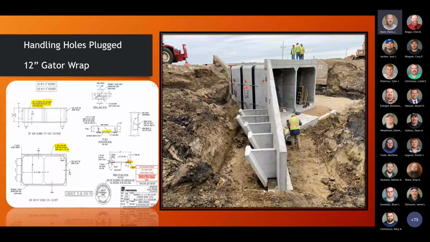After the sections were set, they would place gator wrap according to plan along the sides and across the top to help seal the joint. So all the way up and around.